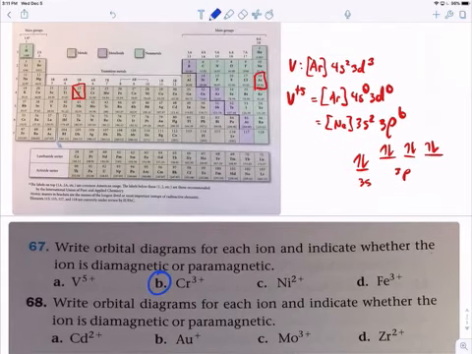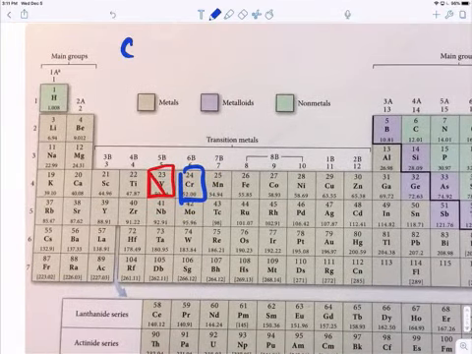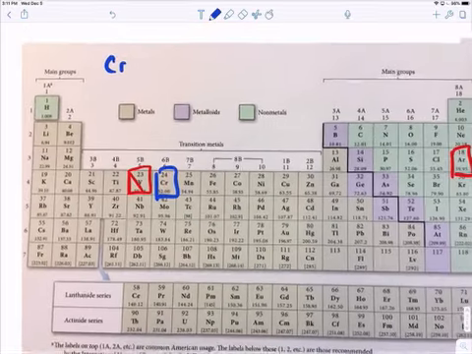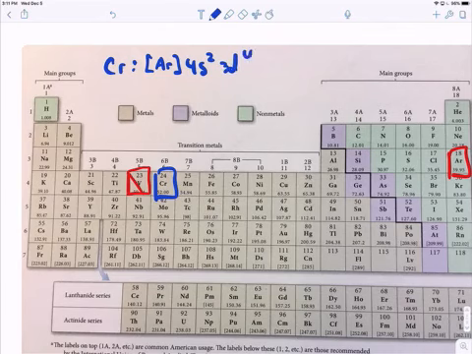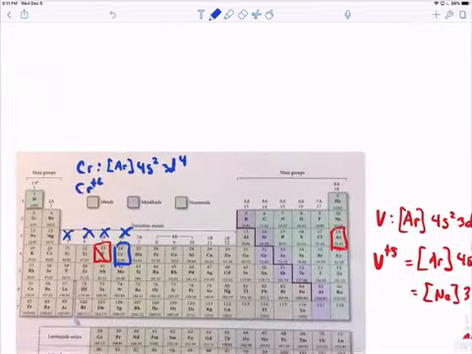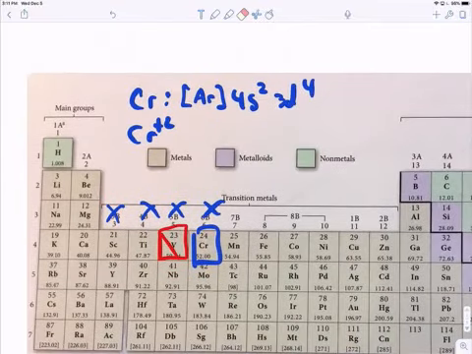Chromium plus 3. Chromium is right here. So chromium's plain old structure is argon's 4s2 3d4 because it's 1, 2, 3, 4 across. And then is it plus 2 or plus 3? Plus 3.